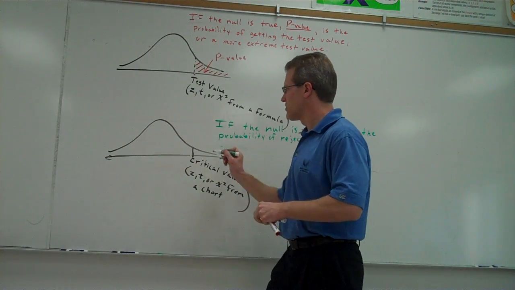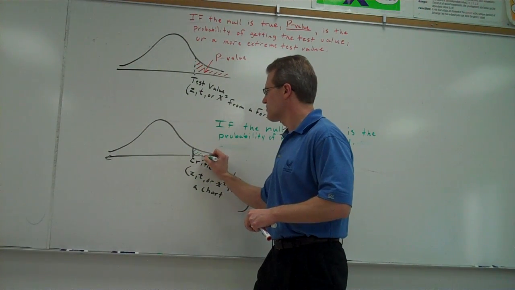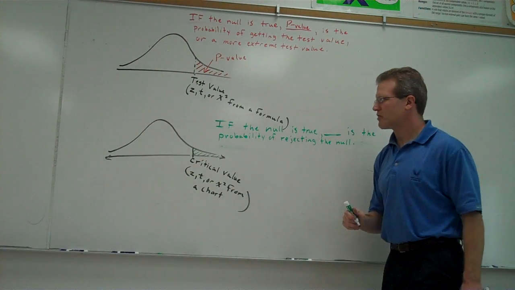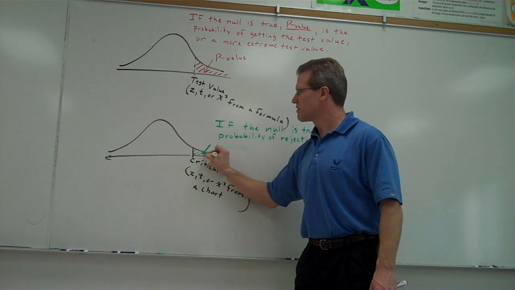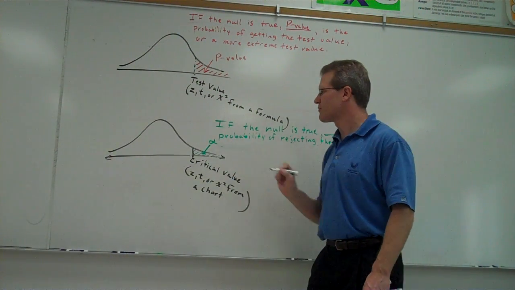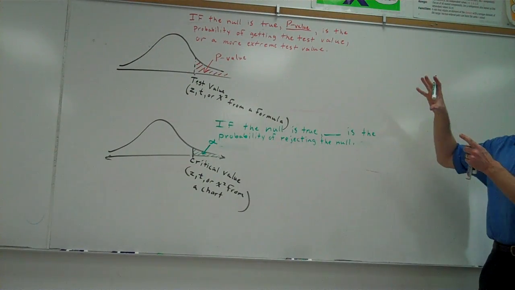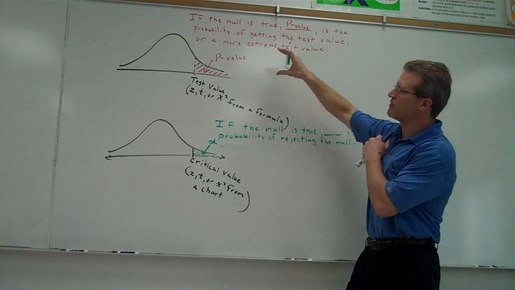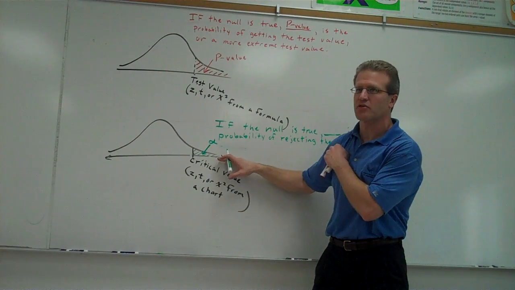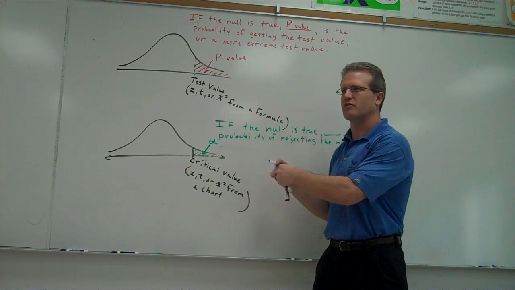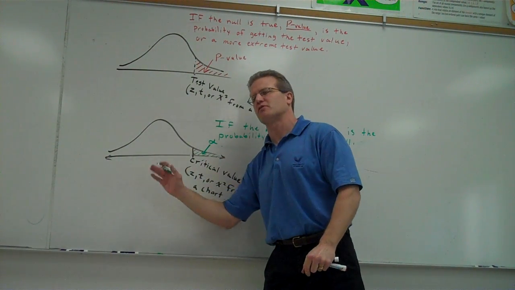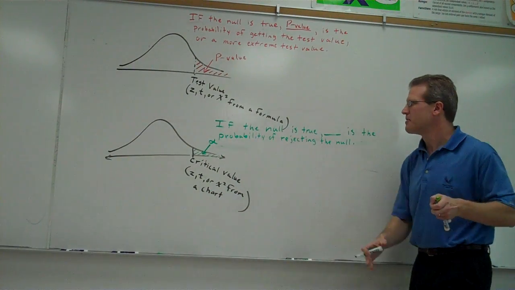there's a different name for the area to the right of the critical value. Anyone know what that area is called right there? Alpha. Yeah, that's alpha. So both of them are areas, but p-value is the area to the right of the test value. Alpha is the area to the right of the critical value in a right-tailed test. If it was left-tailed, we'd be going to the left of those values. If it was two-tailed, we'd be looking at both tails.